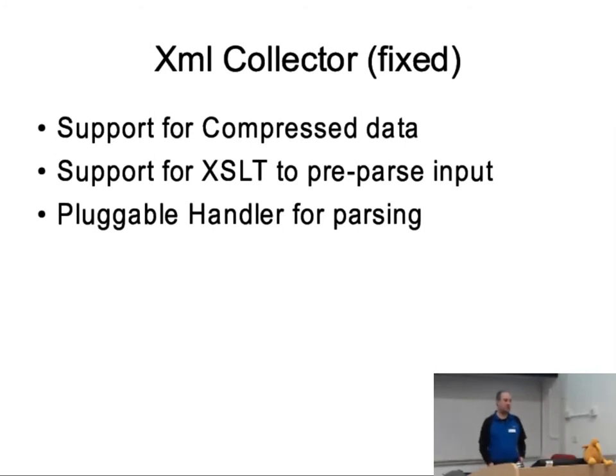Some of those things have been fixed in later versions of the XML collector. There's now support for compressed data, so you're able to take that original XML file and compress it at the server level, or you can also pull it down from the server and store it in a file on the local system. It has support for XSLT, being able to pre-process the file after you have downloaded it from the server, which gives you the ability to have a multi-megabyte file come down from wherever you're pulling the data from and process some of that information out before going through the later data collections. And there's also a pluggable handler for parsing of the data.